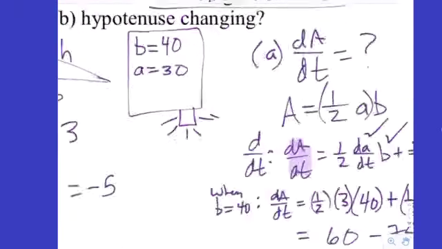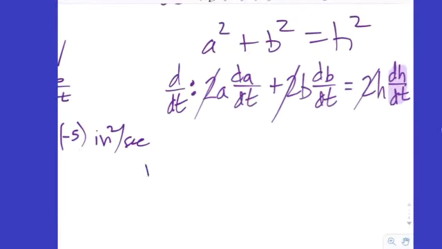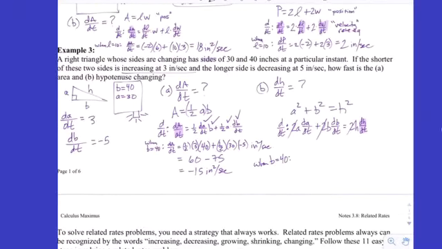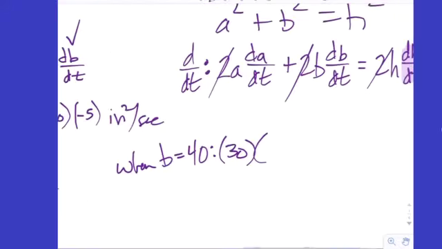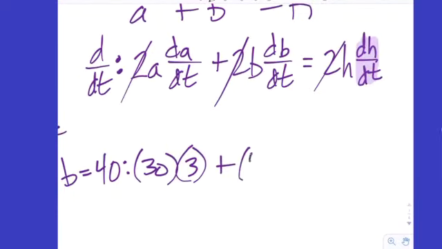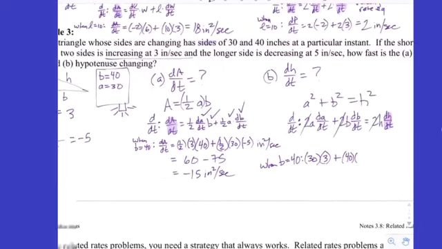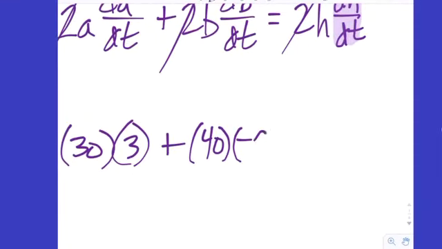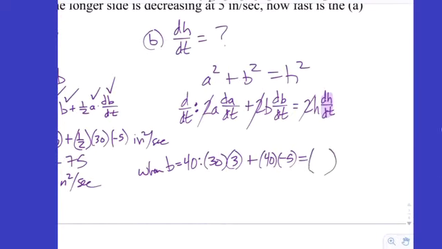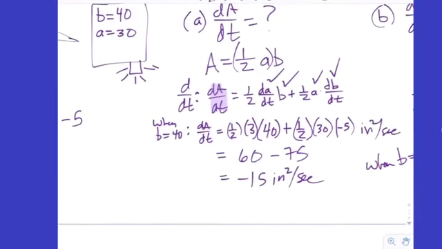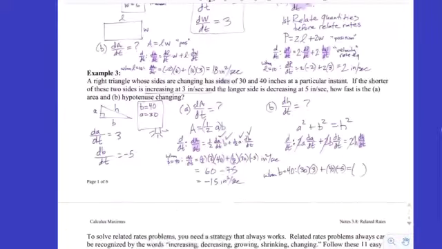So now we have to reference the moment in time. When B equals 40, I'll stick with the same one. When B equals 40, that's the instantaneous calculus part of it. We have A is 30. dA/dt, oh man, that was given. That's 3. Sweet. Cooking with oil right now. B is 40. Oh yeah. dB/dt, that was given to be -5. Look at me go. That equals H times dH/dt. So H is, I don't have H.